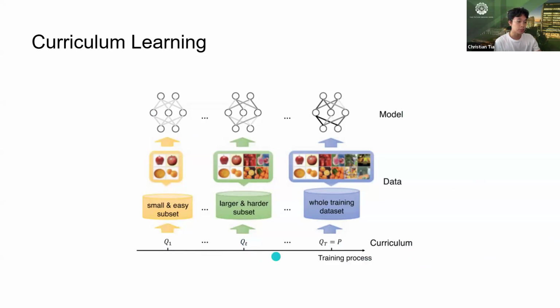So Q represents a training distribution at step T. At Q1, the first step, we start with a small and easy subset of the data. As you can see here, from the entire data set, let's say there's 12 images here, we're only actually taking a third of the examples. And this third would be like the third easiest examples from the set.